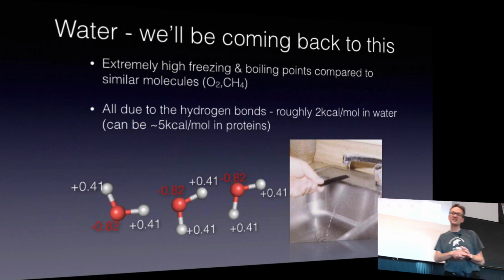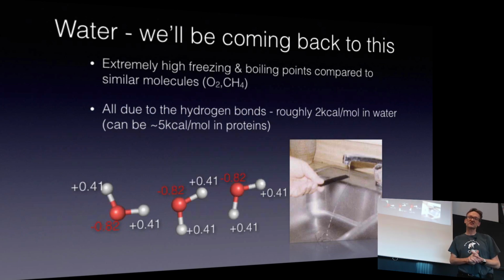It turns out that these hydrogen bonds are very much causing the properties of water, that you have high freezing temperature and high boiling point. The energy of each hydrogen bond in water is roughly 2 kilocalories per mole. It can be slightly more in proteins. That's a number you should know, but we're going to come back and repeat it several times.